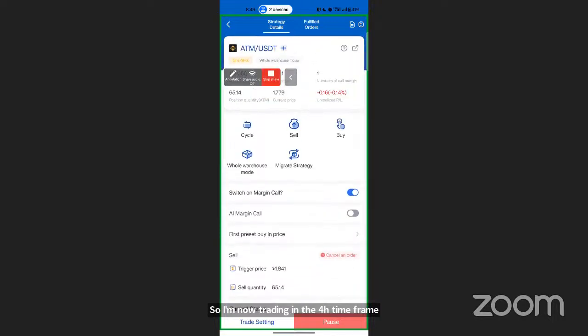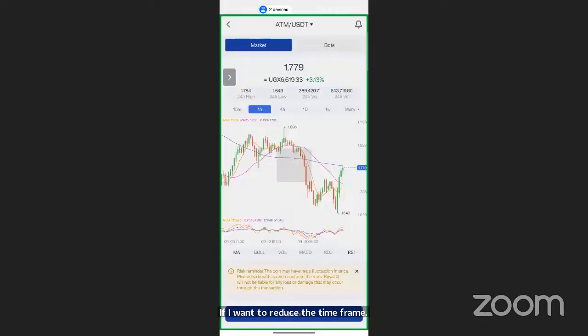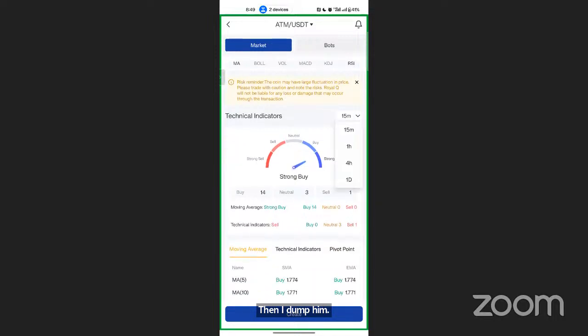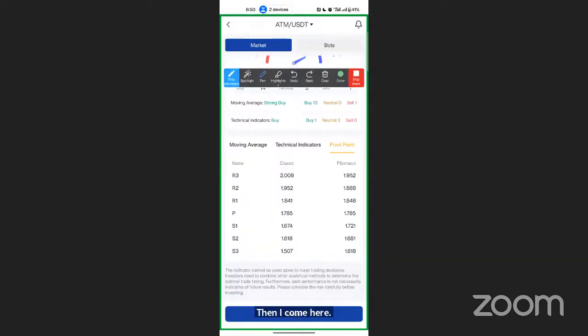If I want to reduce the time frame, I still just go back on the chart. Then I tap here. I go to 1 hour. Then I change to 1 hour here. Then I come here, 1 hour, I tap on pivot points. Can you see in 1 hour? It is 1.785. That is the pivot. Still in 1 hour, this is the pivot. Good. This is the same. So I will end on resistance 1.